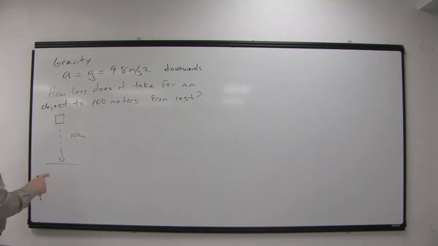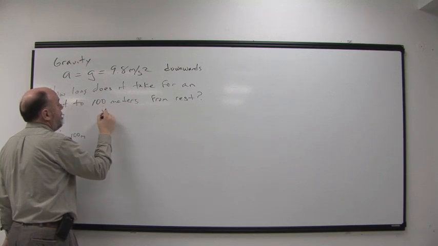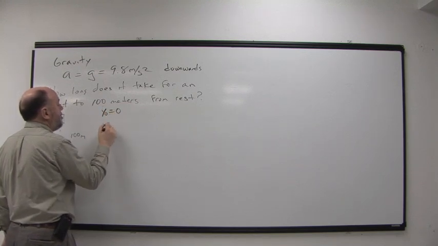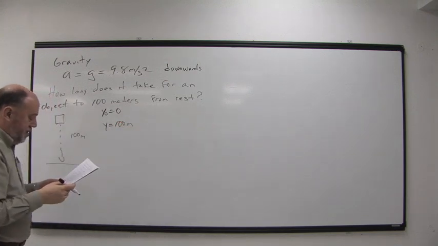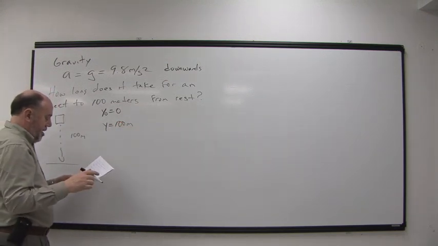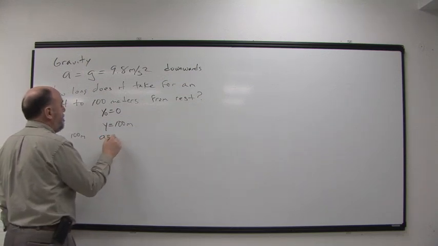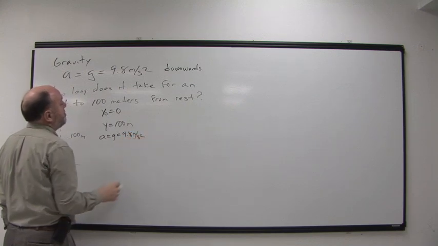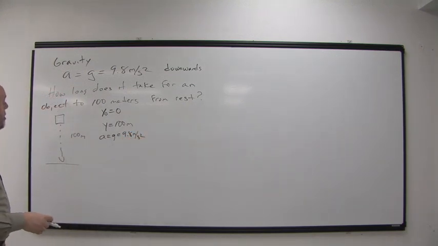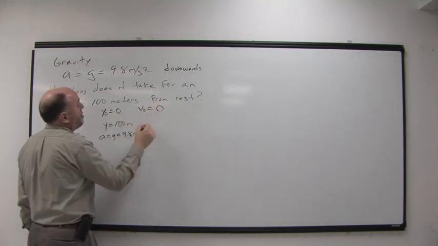So we're going to say my initial position, y naught, is 0. The final position is my 100 meters. My acceleration is g, which is 9.8 meters per second squared. And given that we dropped this from rest, we also know that v naught is 0. Okay?